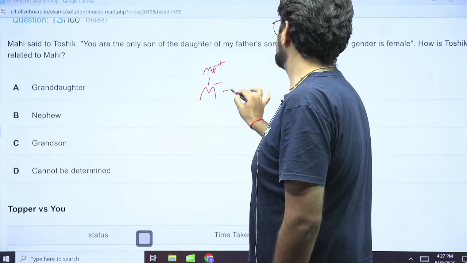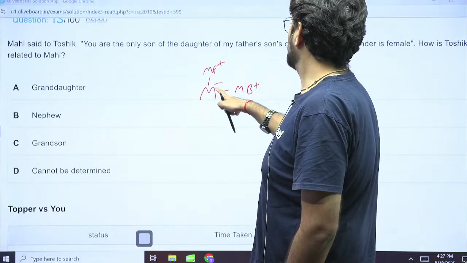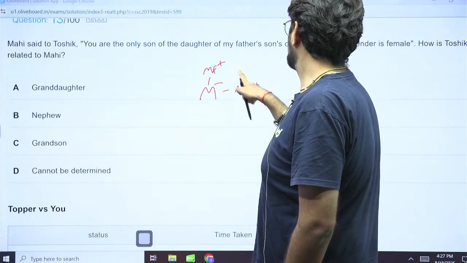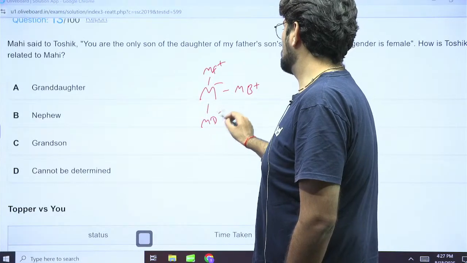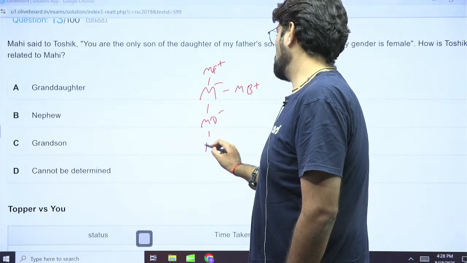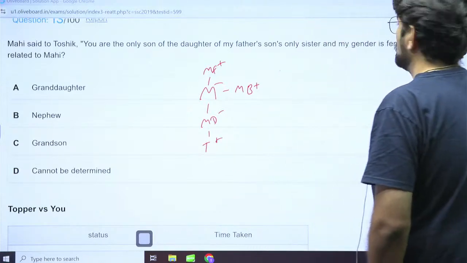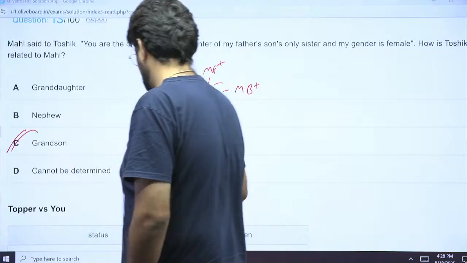Okay, so son means Mahi's brother. So you are the only son of the daughter of my father's son's only sister, Mahi's daughter's son. This is Toshik. How is Toshik related to Mahi? He is the grandson of Mahi. Option C is the right answer.